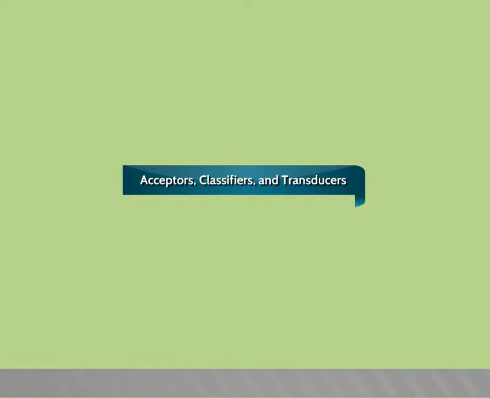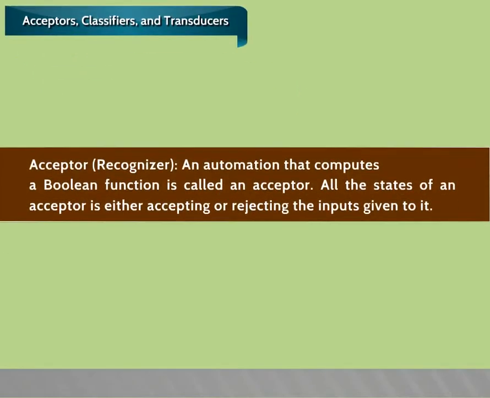Acceptors, classifiers and transducers. Acceptor, that is recognizer: an automaton that computes a Boolean function is called an acceptor. All the states of an acceptor are either accepting or rejecting the inputs given to it.